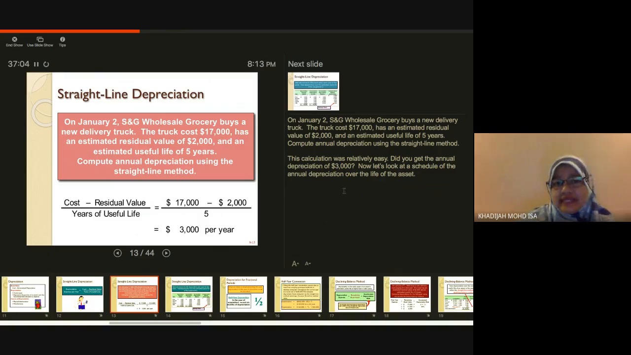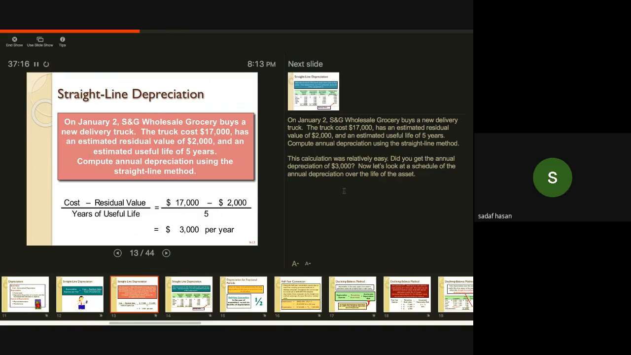Assuming that your year end is 31st of December, it means that you are going to depreciate for the whole 12 months. But are you clear about this method, straight line depreciation? Yes, ma'am.